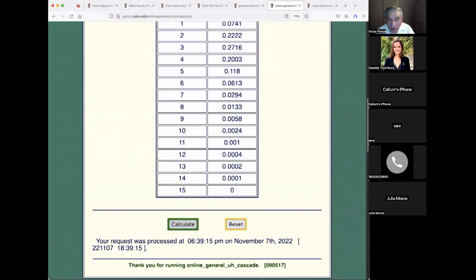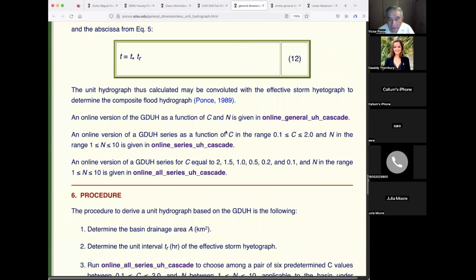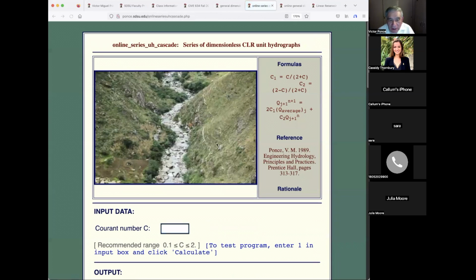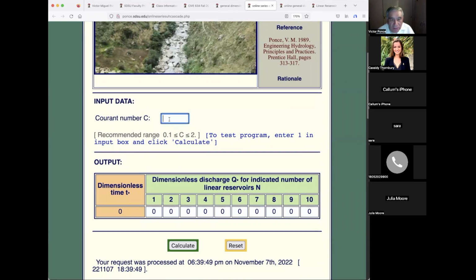Okay, based on hydraulics. So that's one example. Let me go back now in here. The second one, an online version is a function of, okay, in here, give the Courant number, let's say 1.